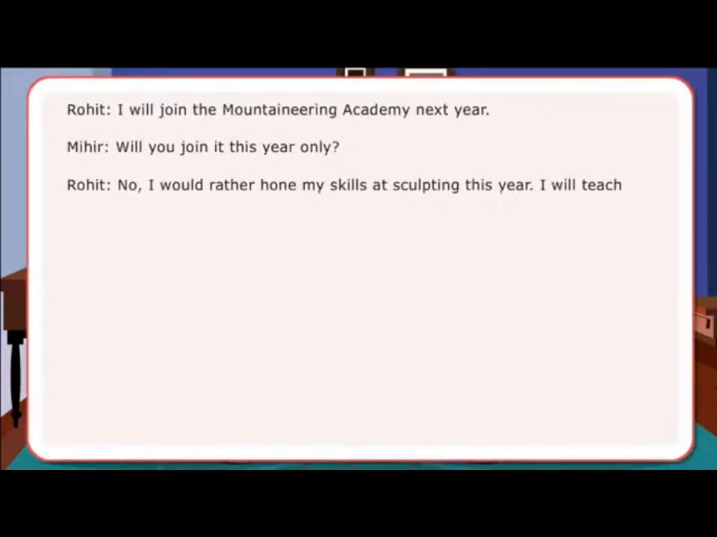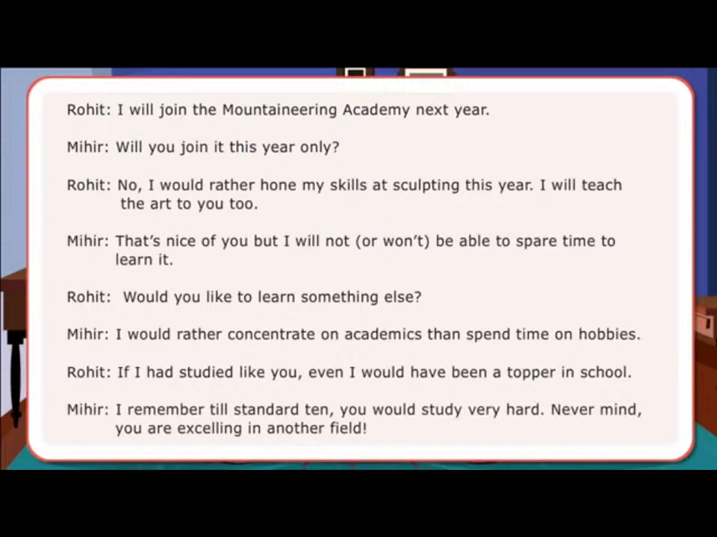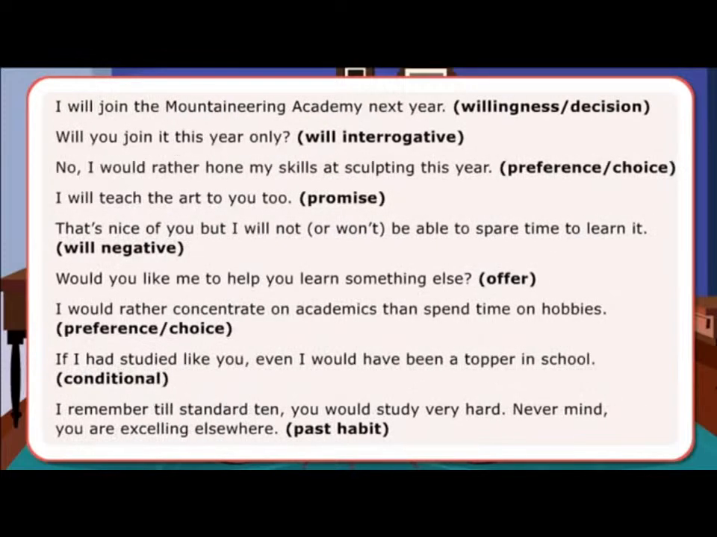The dialogues between Rohit and Mihir use modal verbs will and would. Here are some examples of sentences.